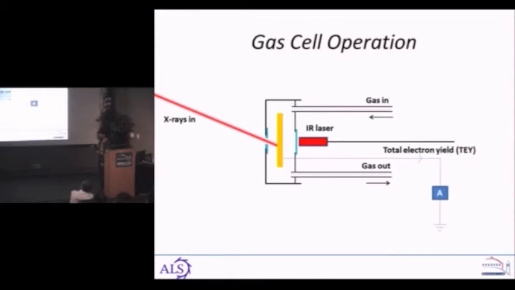Then we measure the total electron yield signal, which is the replacement current into the sample as the photoelectrons are emitted from it.